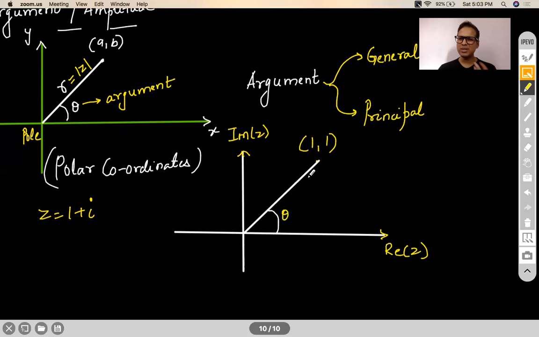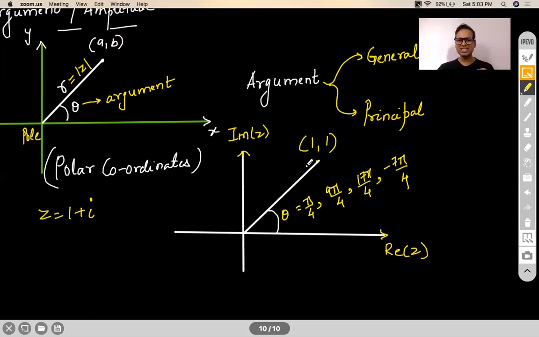Now, several people can say several different angles. For example, Madhav can say pi by 4. Aditya can say 9 pi by 4. Anurag can say 17 pi by 4. Yes or no? Somebody can go the other way around also. Somebody can say minus 7 pi by 4. Are you getting my point?